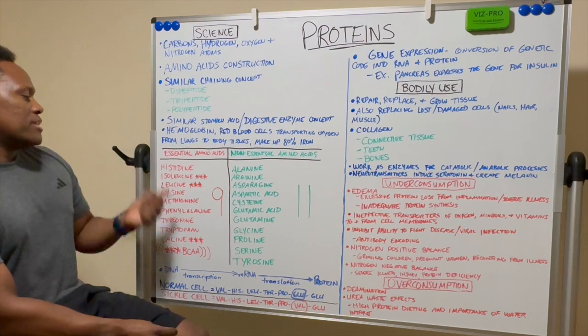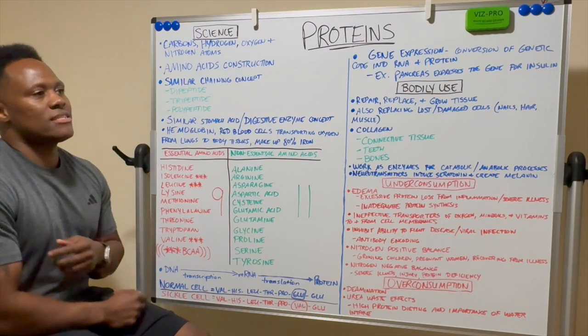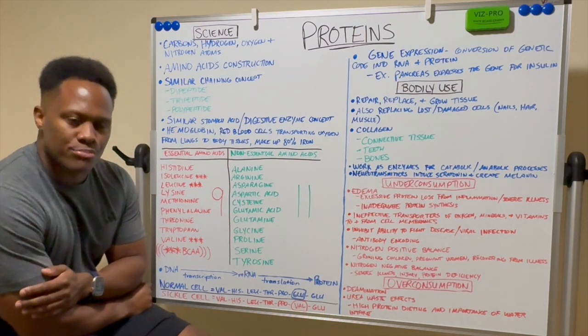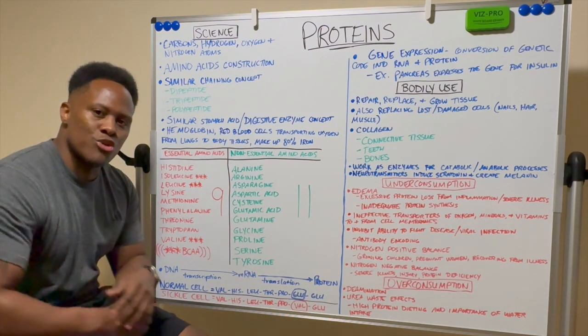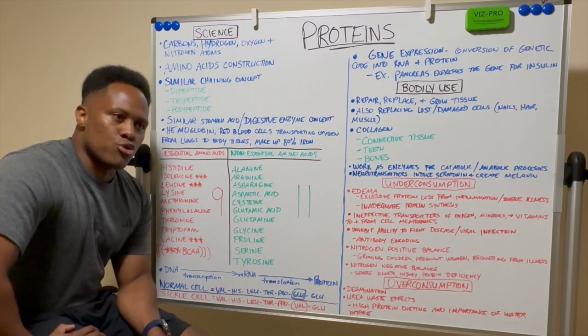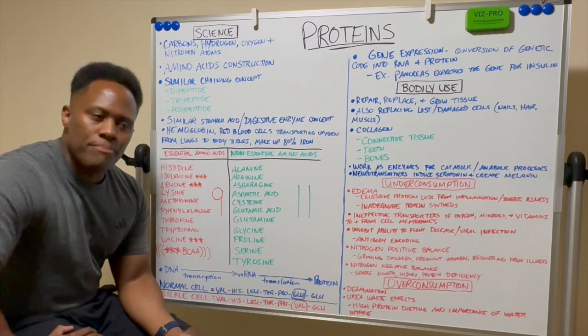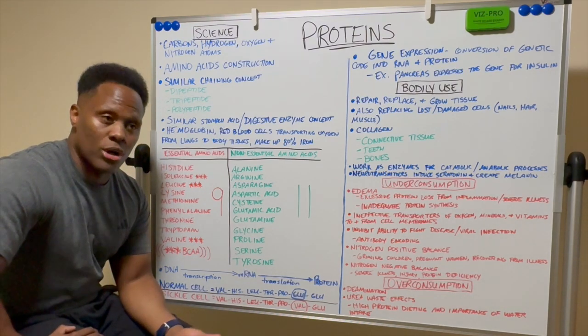Now I also forgot to mention in your essential amino acids, they occur in most animal-based proteins, but if you're in the sports nutrition realm, chances are you have probably come across protein powders. Protein powders definitely have them, a lot of them do.